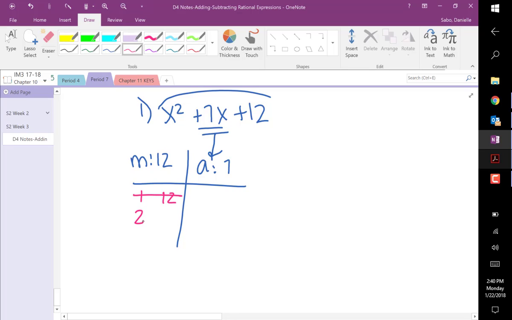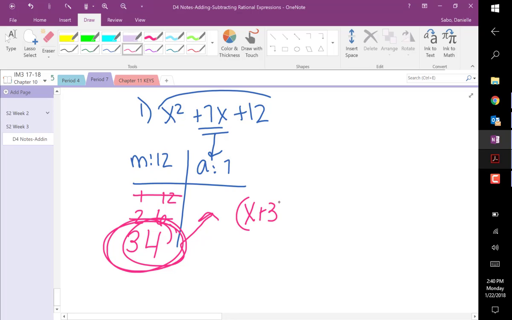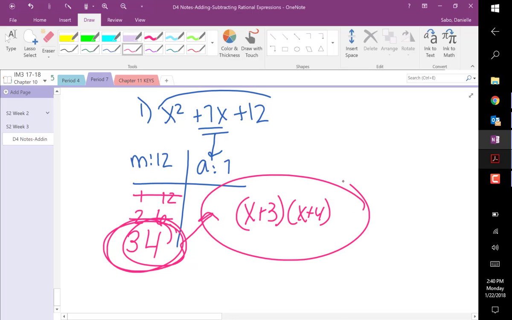Let's try 2. What's 12 divided by 2? 6. Is that going to get me 7? No. Okay, let's try 3. What's 12 divided by 3? Is that going to add to 7? Yeah. Okay, that's my magic numbers is what I used to call them. So that's when we would write that out as x plus 3 and x plus 4. That's how you factor it.